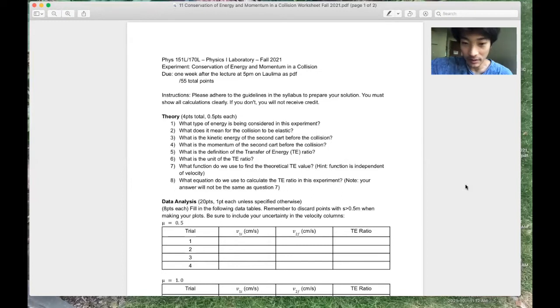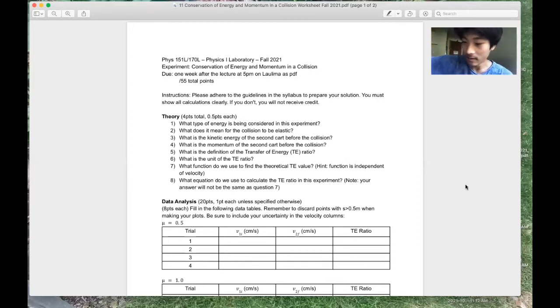So you have two choices for TE. There's two equations for TE, and you can see that number 7 is asking for the equation that is independent of velocity. So by process of elimination, number 8 will refer to the other equation. One of them includes only mass, the other includes some other stuff. So pick which one you think is right for the answer for 7 and 8.